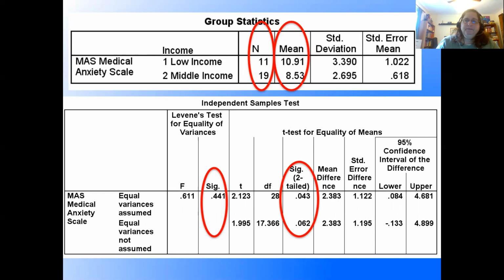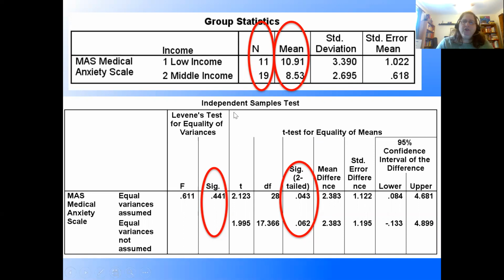Okay. Now, just to point out, these are your N. So there was 11 in our first group, 19 in our second group. Remember, you can have different size Ns with a t-test for independent samples. And here are our means, 10.91 and 8.53. You can have, well, of course, not surprisingly different means. They could be the same, but in this case, they're different.